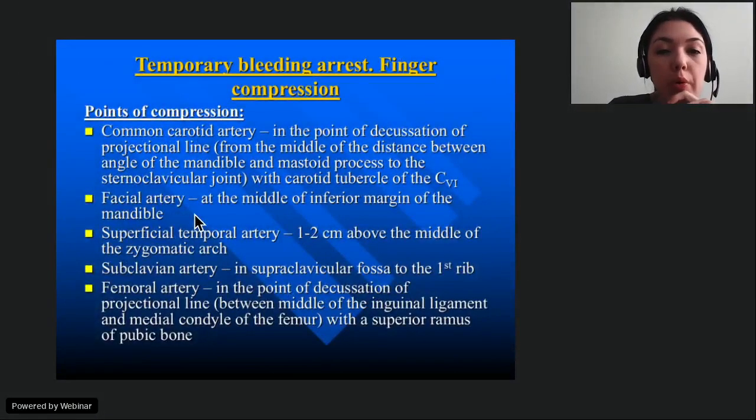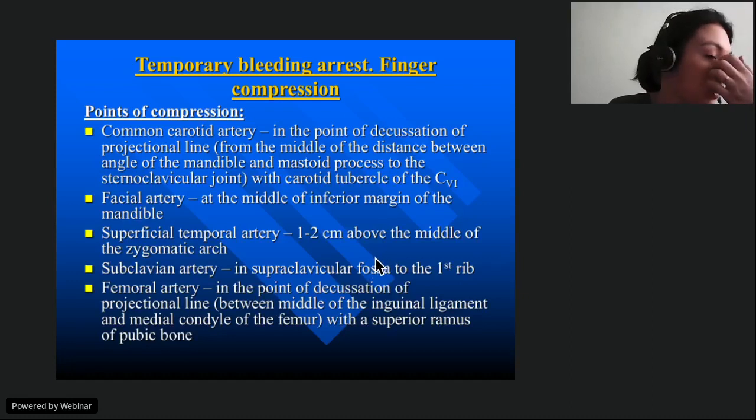Okay, so temporary bleeding arrest. It's like, I think, things which you probably have already studied, maybe not. Okay, so finger compression. Certainly you cannot compress anywhere. There are special places for compression of certain vessels. So for the common carotid artery, it is at the point of decussation of the projectional line from the middle of the distance between the angle of the mandible and mastoid process to the sternoclavicular joint with the carotid tubercle of the 6th cervical vertebra.